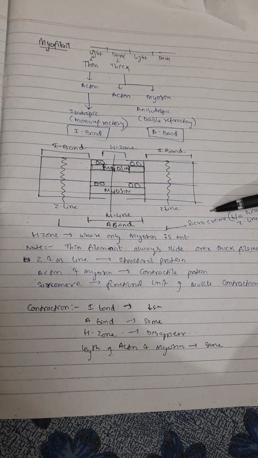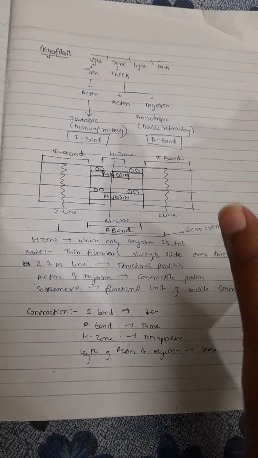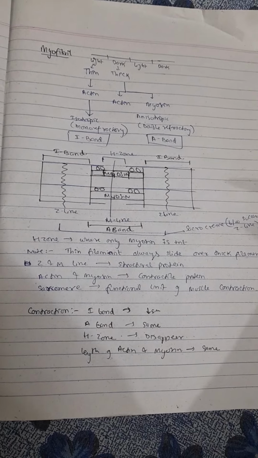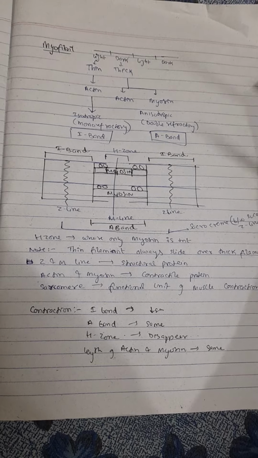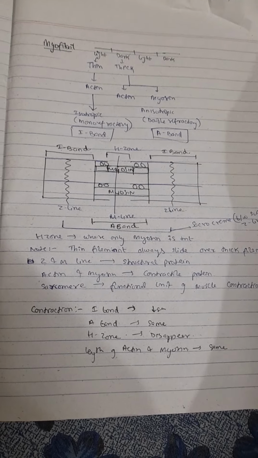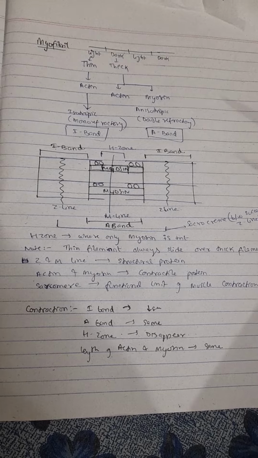If I talk about contraction, then the sarcomere decreases, the ends come closer to each other, and that is the reason why the I band also comes closer. That is, the I band decreases. That much you can visualize obviously.